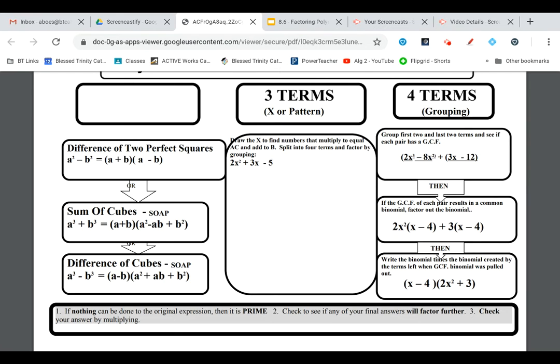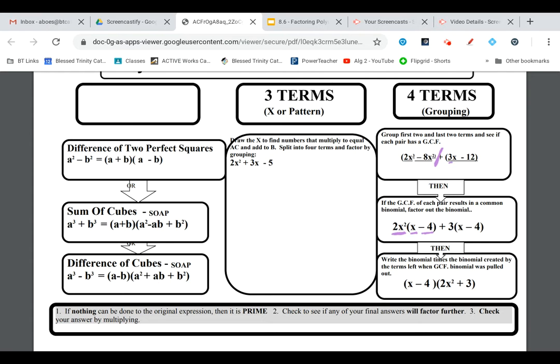Okay, so if I have 2x to the third minus 8x squared and 3x minus 12, I'm going to group my first 2 terms and my last 2 terms and find the GCF of each thing. So the greatest common factor of 2x to the third and 8x squared would be 2x squared. So then I factor out the GCF and see what's left over. 2x to the third divided by 2x squared would be x, and 8x squared divided by 2x squared would just be 4.